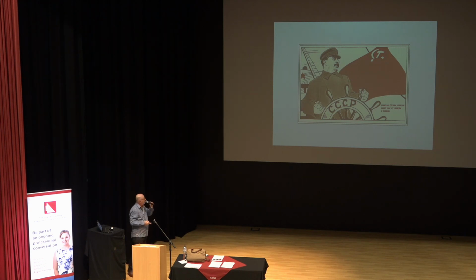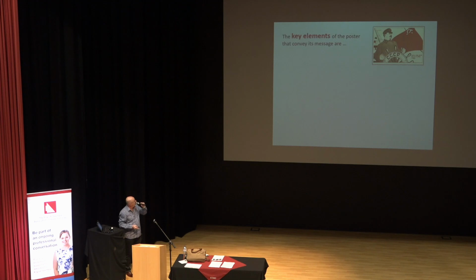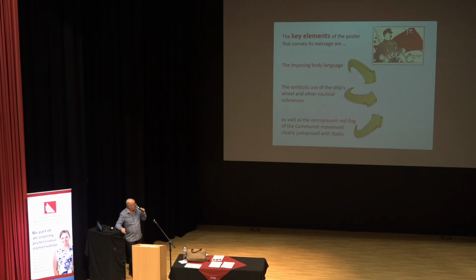So, let's do a bit of an unpack. There's Comrade Stalin. So, what are the key elements in this poster? Just have a think before I tell you. You already know, they're easy. We're going to look at his imposing body language. That's worth a paragraph, surely. We're going to talk about the symbolic use of the ship's wheel and other nautical references. What else could we talk about? Well, the omnipresent red flag of the communist movement, clearly juxtaposed with Stalin. All right, so we do some unpacking of the image.